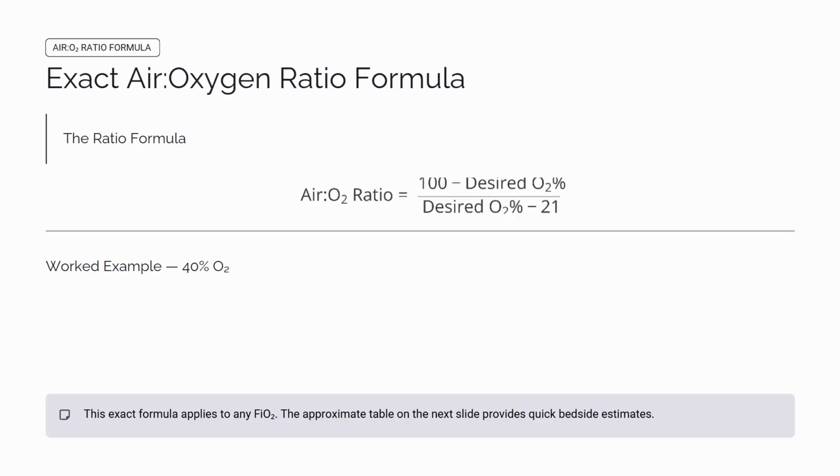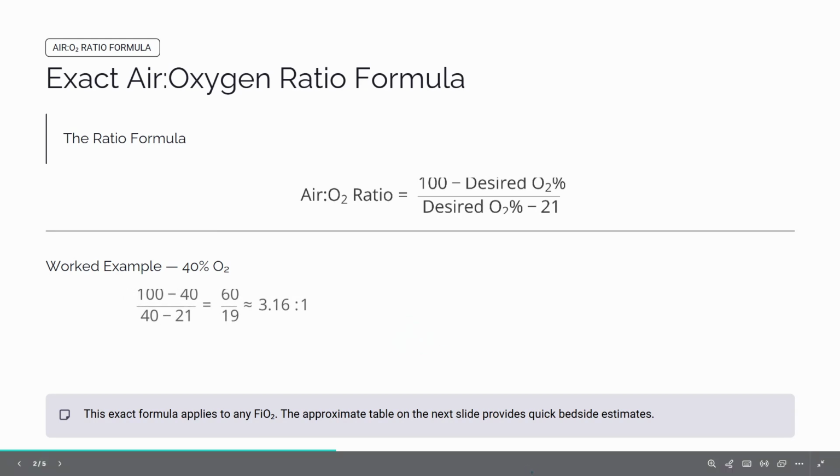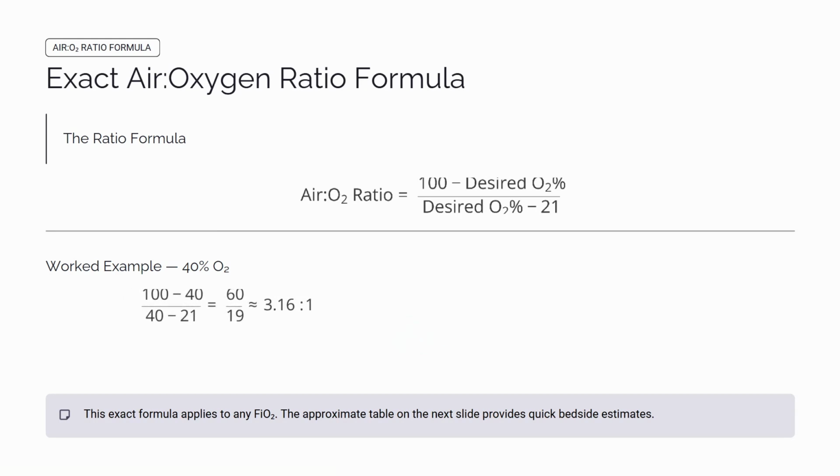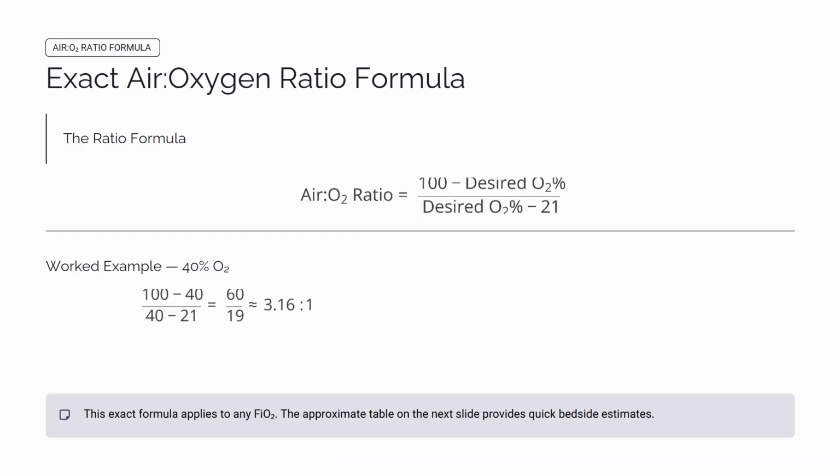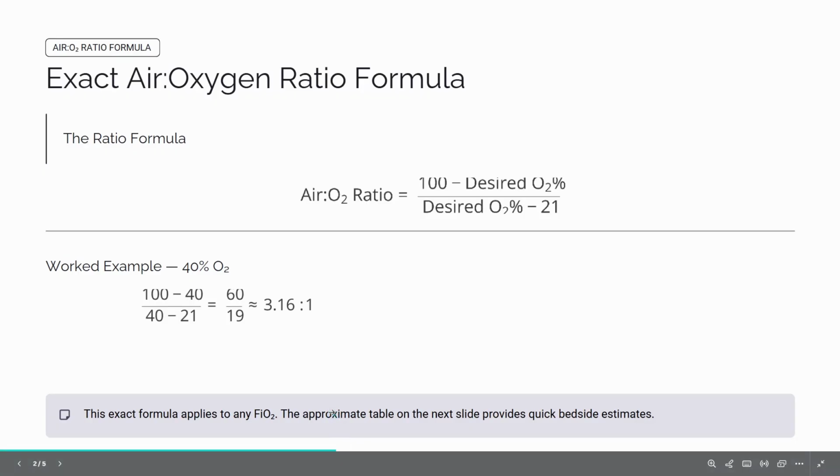So let's run it once. Say your target is 40%. 100 minus 40 is 60. 40 minus 21 is 19. 60 divided by 19 is about 3.1. So for every one part oxygen, you need roughly 3 parts of room air. Written as a ratio, that's about 3 to 1.